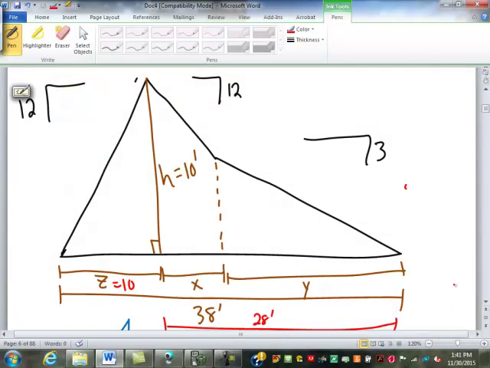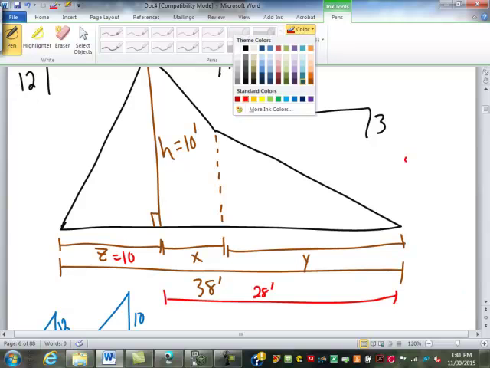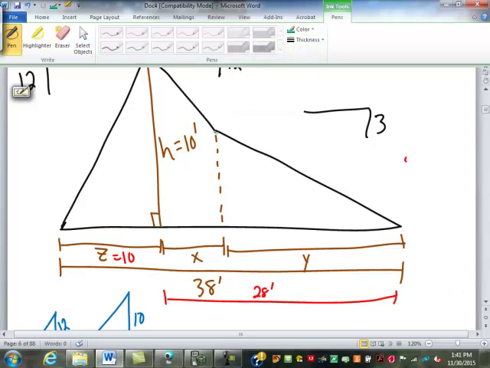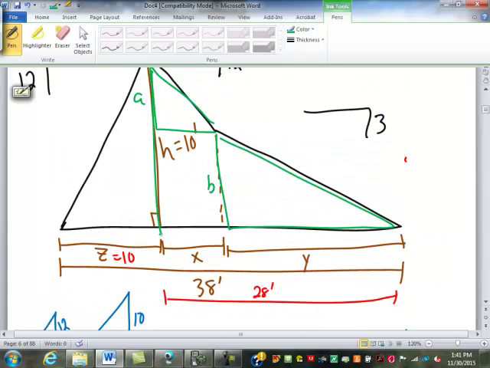Well, let's take a look and see what we come up with. We know that X plus Y equals 28. We have that equation right there. So now we're going to look at this right here and this right here. I'm going to call this A and this B. We know that A plus B has to equal what? 10, because the height is 10.